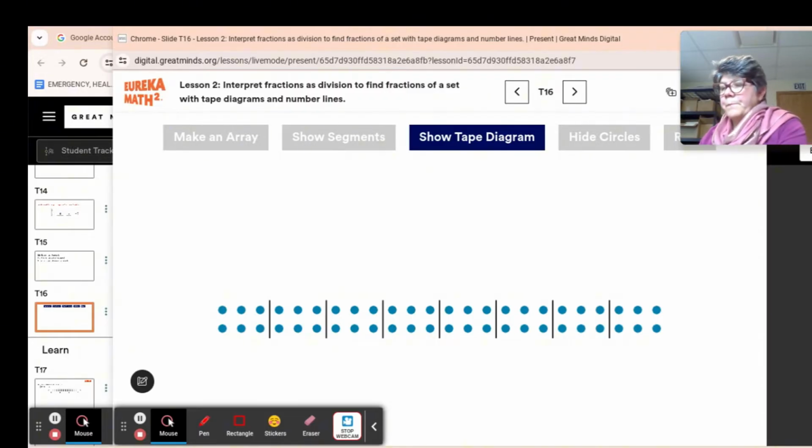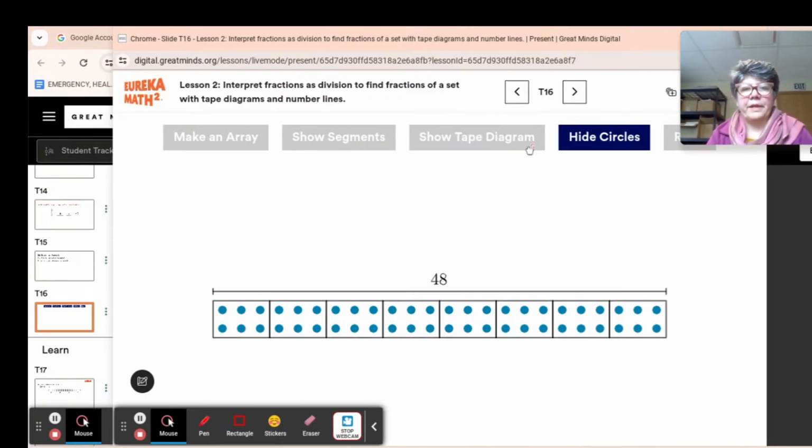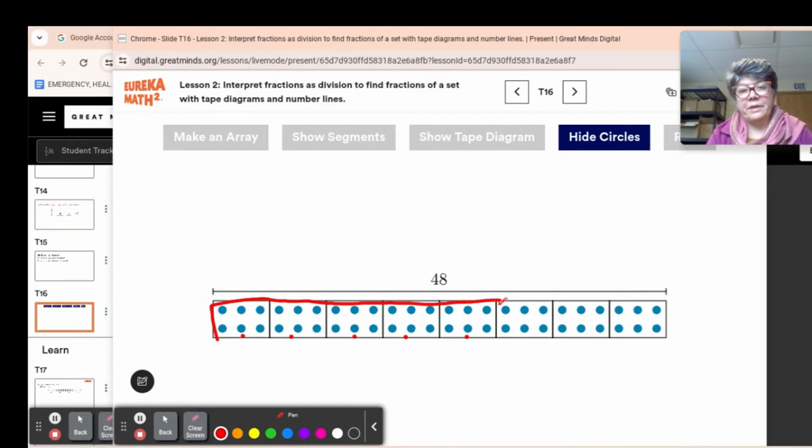Okay. Now let me make it into a tape diagram. Ooh, look at that. Now we have a total of 48. It's pretty much the same as our array, but it's a little more like a tape diagram now, right? And how can we find 5/8 of this model? 5/8. This is 1/8, 2/8, 3/8, 4/8, 5/8, right? So each of these boxes is an eighth because we have 8 boxes, and 5 of them is 5/8.